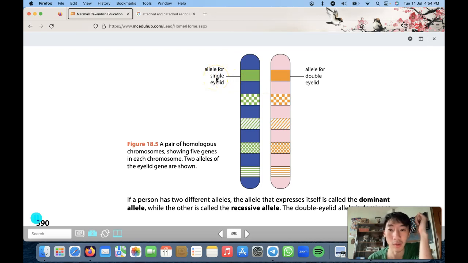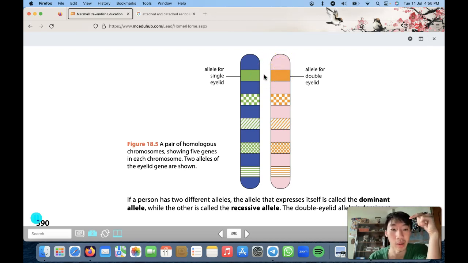So which one is dominant and which one is recessive here? The single eyelid is the recessive one, and the double eyelid is the dominant one. If this particular person has these two alleles, double eyelid and single eyelid, the double eyelid allele will be dominant, and you will express that trait in that person. So that person will have a double eyelid.